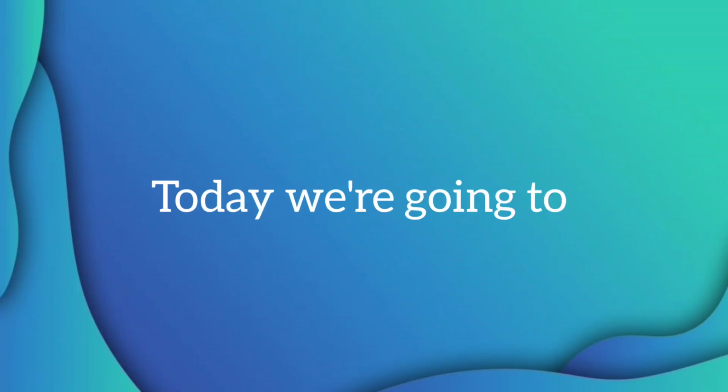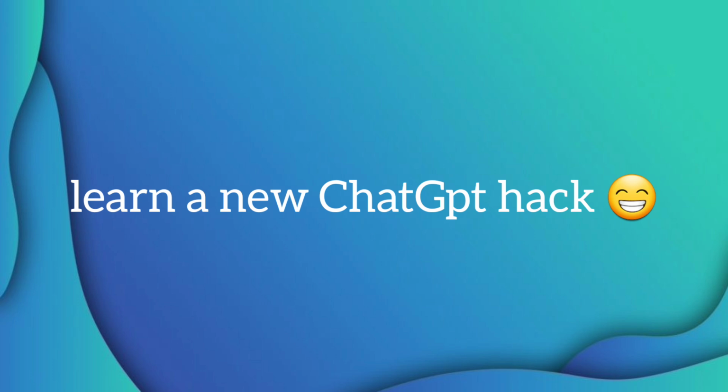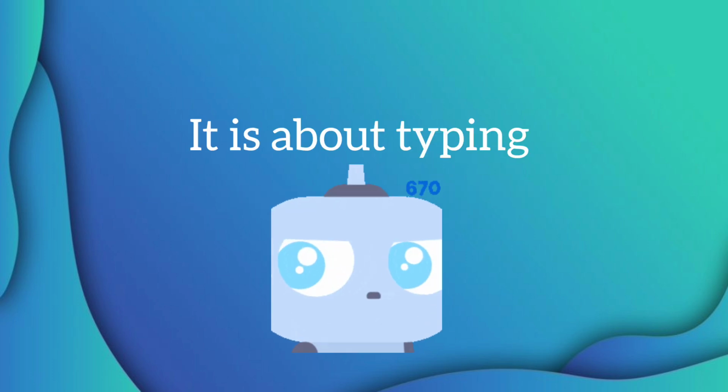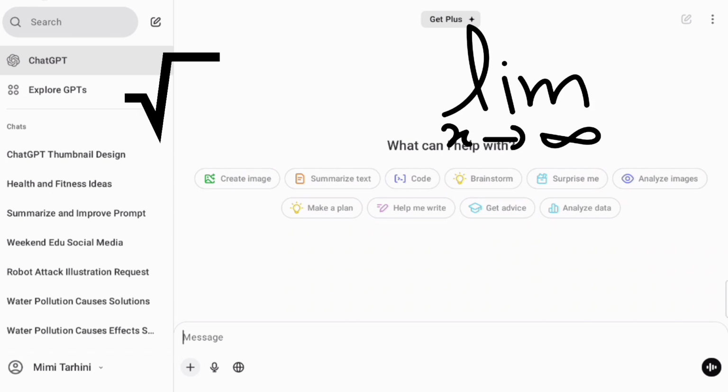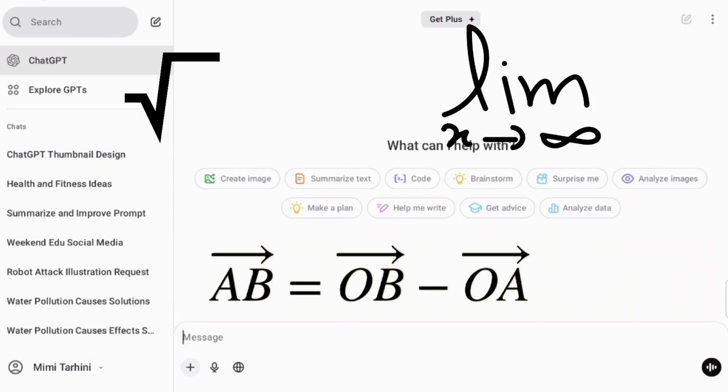Today we're gonna learn a new ChatGPT hack. It's about typing math equations using your keyboard if you don't have a photo or a file of it. Today we'll learn how to type these three symbols: the radical symbol, the limits, and vectors.